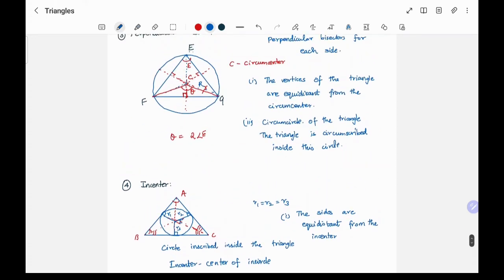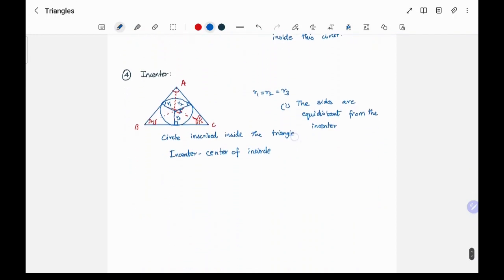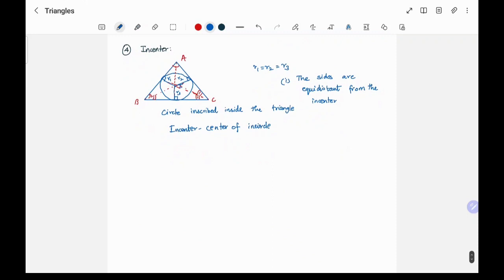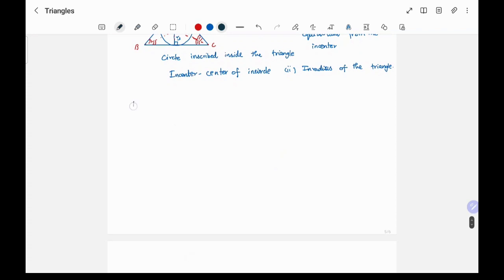For the circumcenter, what did we have? The vertices are equidistant, right? Here the sides are equidistant. And this R is called the inradius of the triangle. Again, here whatever properties of circle and tangents hold, it is true here as well. So next we will see about the equilateral triangle and its properties.